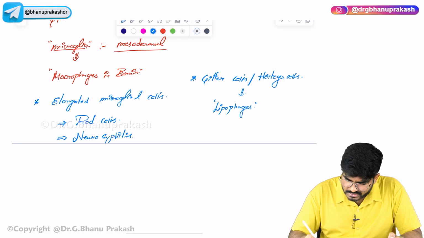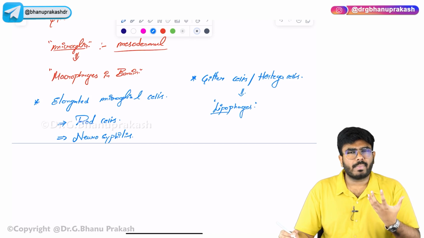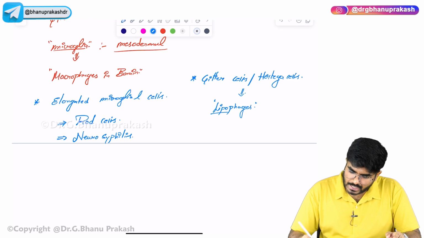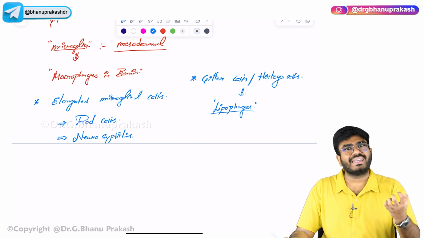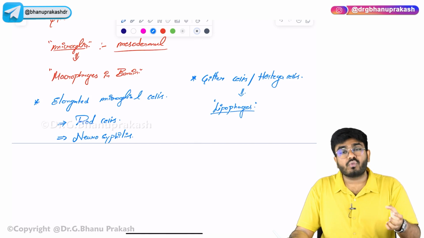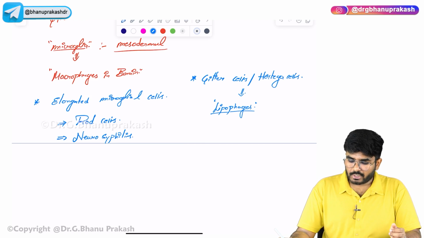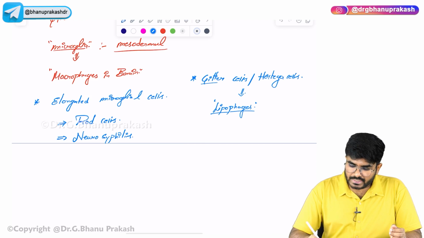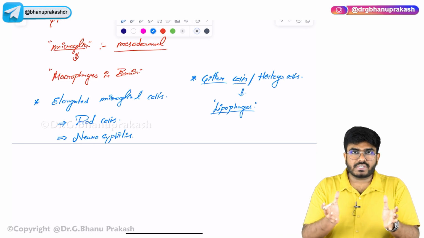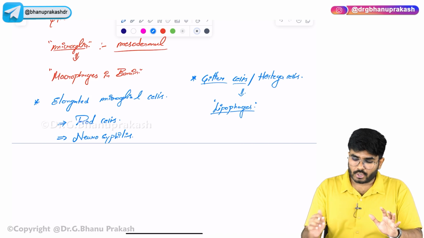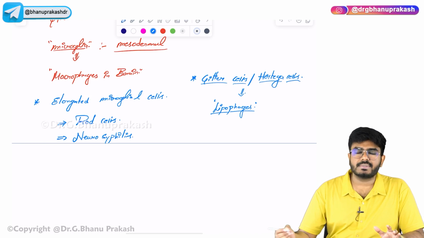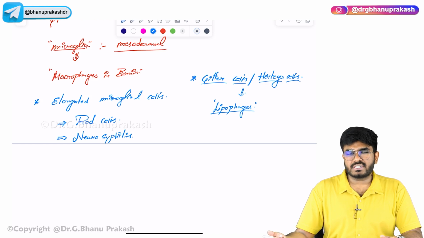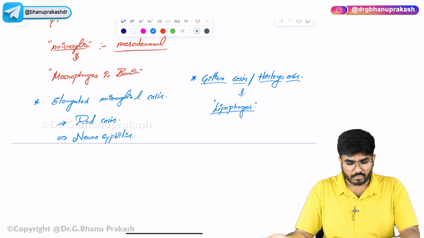Okay, so lipophages. Lipo means lipids. The myelin is nothing but a lipid, right? And phages means the cells which are eating, like the macrophages. So the macrophages which are eating up this myelin, the macrophages which are loaded with this myelin, are called Gitter cells or Ortega cells. You will see these lipophages in certain demyelinating disorders.